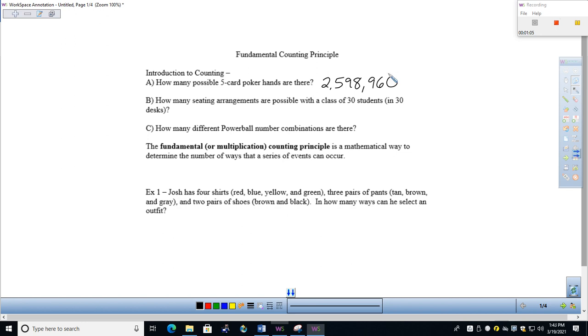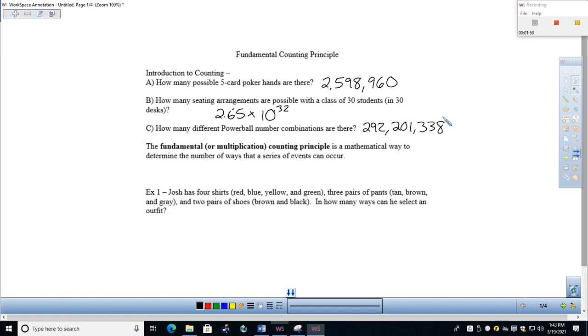How many seating arrangements are possible with a class of 30 students in 30 desks? If you try this on your calculator, and we'll do stuff like this over the course of these next couple lessons, but this one has to be written in scientific notation as the number is significantly large. So 2.65 times 10 to the 32nd possibilities there. Powerball, how many different Powerball number combinations are there? So if you're looking to buy a ticket and you want to get the exact one, well, there are only 292,201,338 possibilities. That's all. Piece of cake.